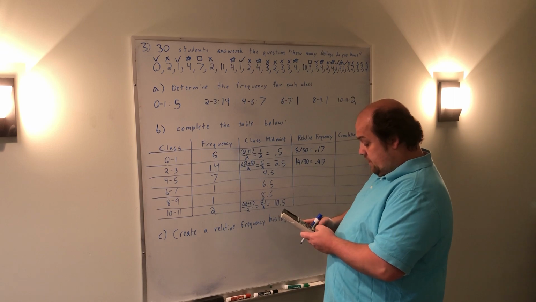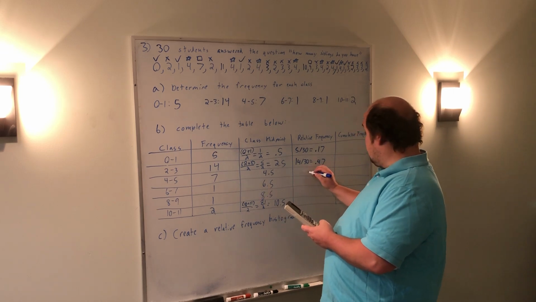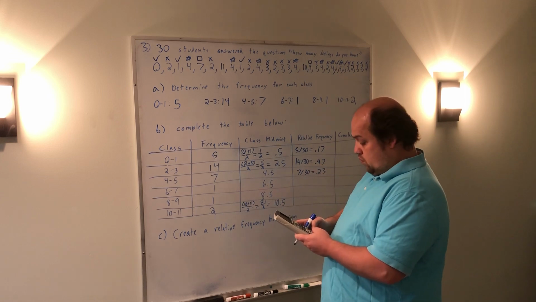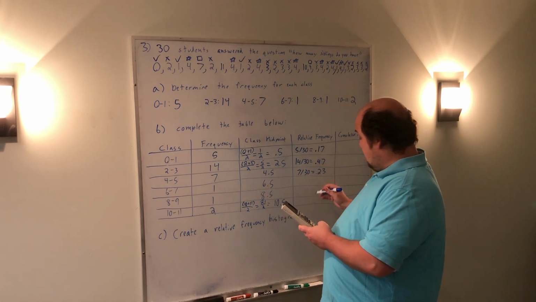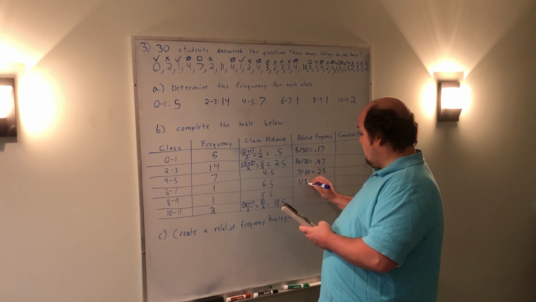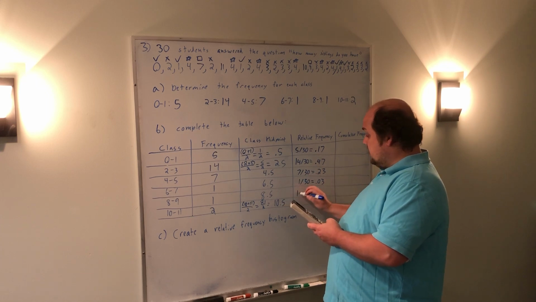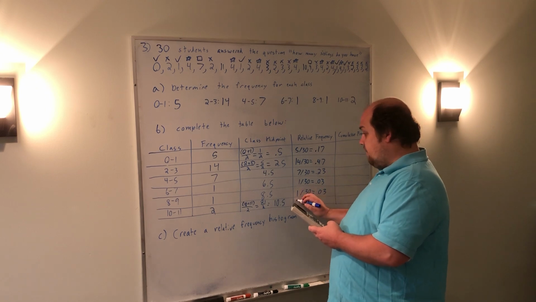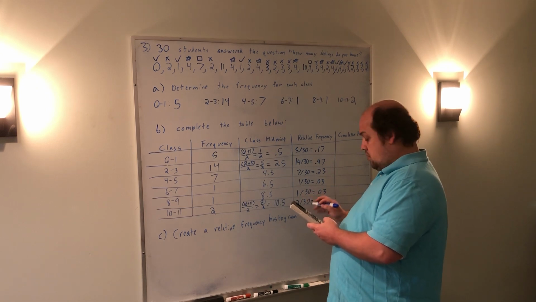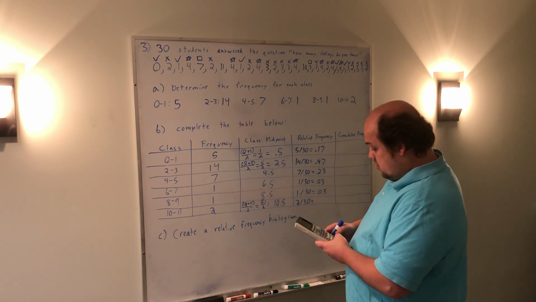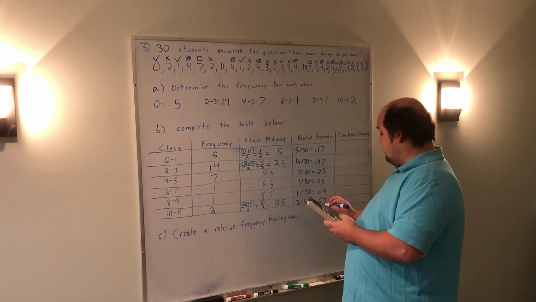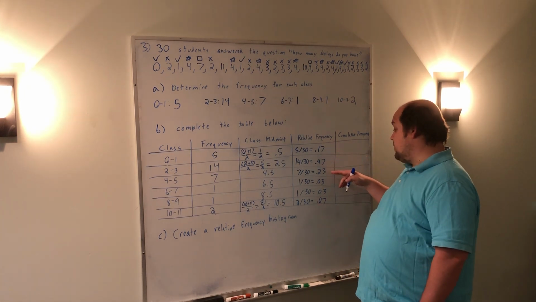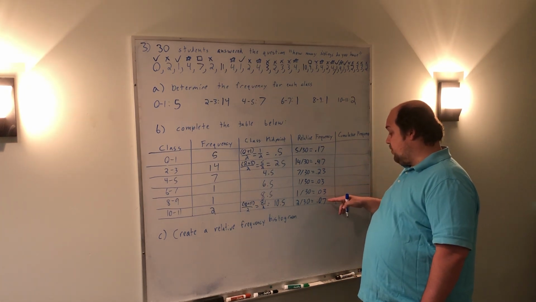If I do 7 divided by 30, I get 0.23. If I do 1 divided by 30, I get 0.03. This is the same 1 divided by 30, which gives me 0.03. And then finally, 2 divided by 30 gives me 0.07. So these are the relative frequencies: 0.17, 0.47, 0.23, 0.03, 0.03, and 0.07.